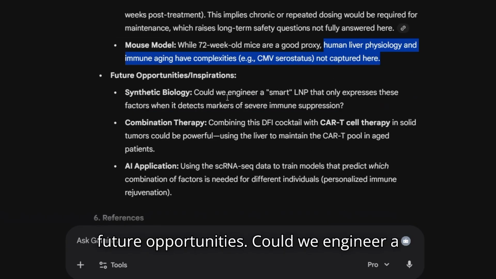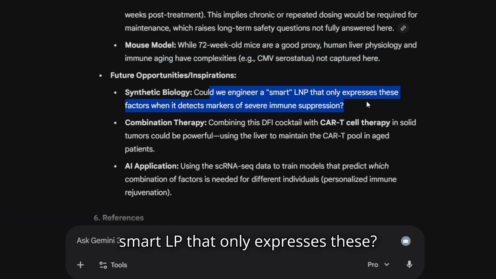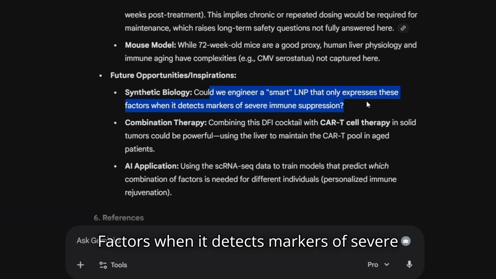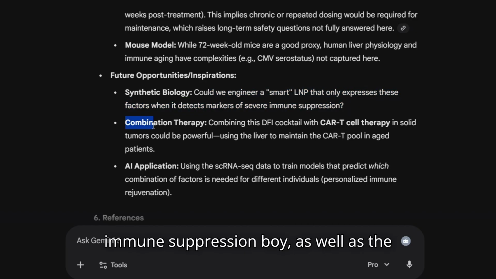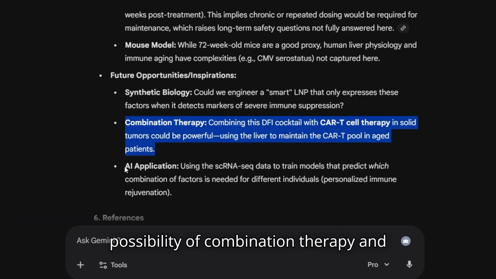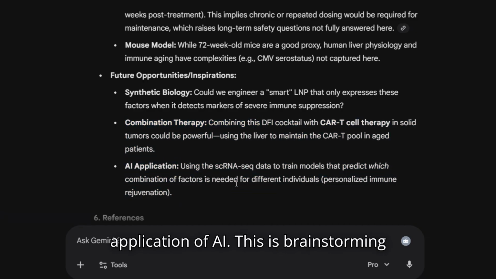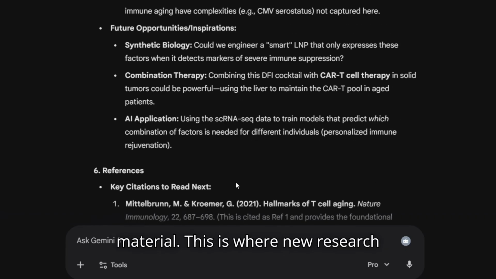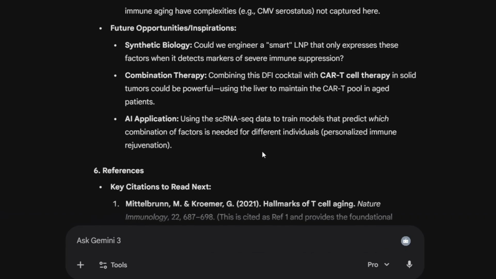Future opportunities. Could we engineer a smart LNP that only expresses these factors when it detects markers of severe immune suppression? Or, as well as the possibility of combination therapy and application of AI? This is brainstorming material. This is where new research ideas come from.